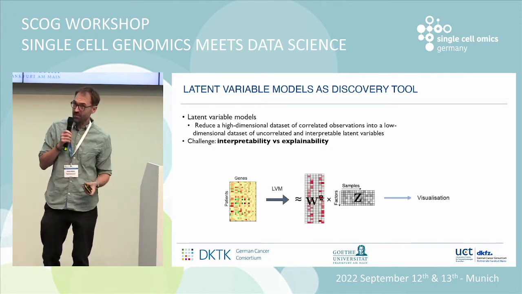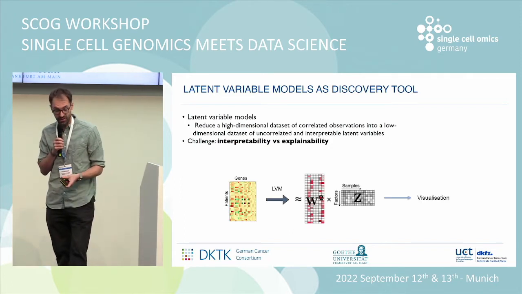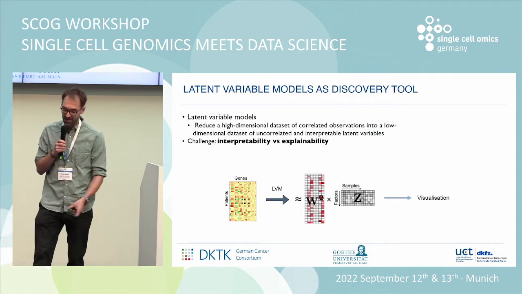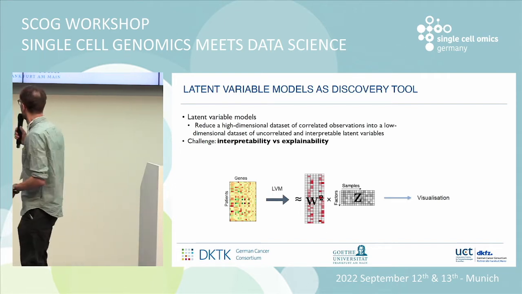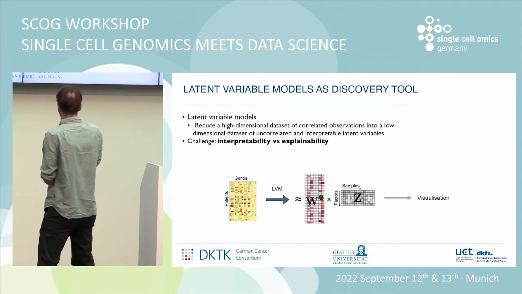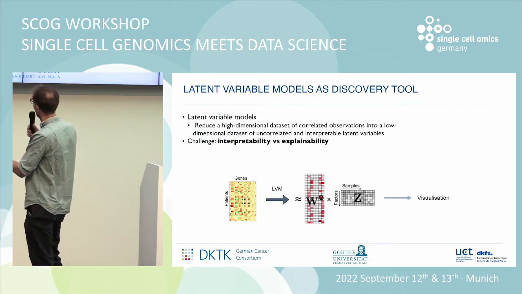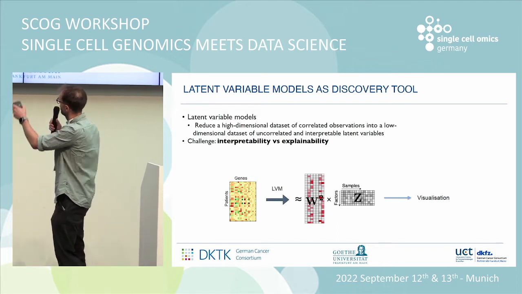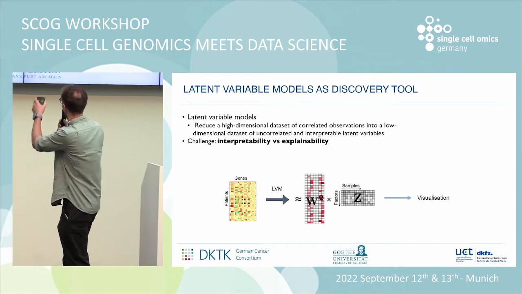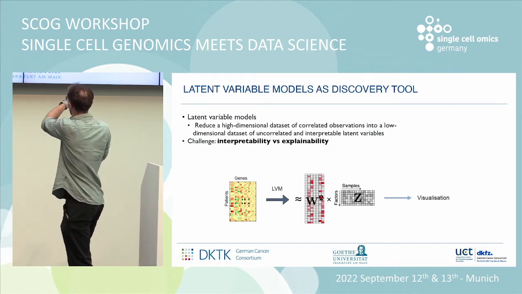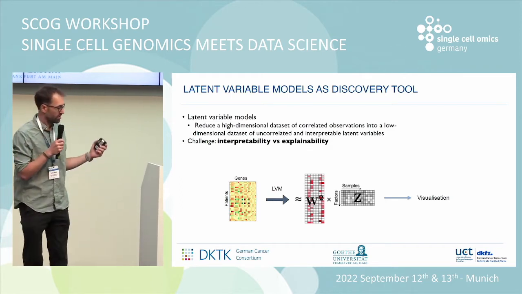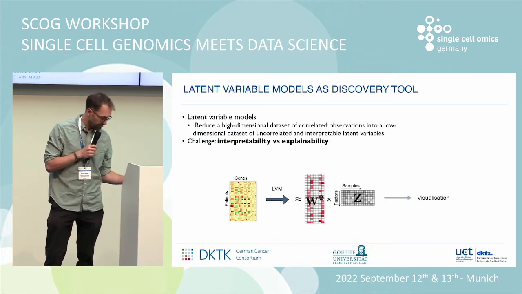So, a good way to come up with interpretable factors is a linear model. And in the easiest case, you take a matrix, you decompose it as a weighted sum of some factors. In our case here, we don't have patients, we have cells times genes, and we have a weight matrix and some factors times samples matrix. This is a very, very simple model.